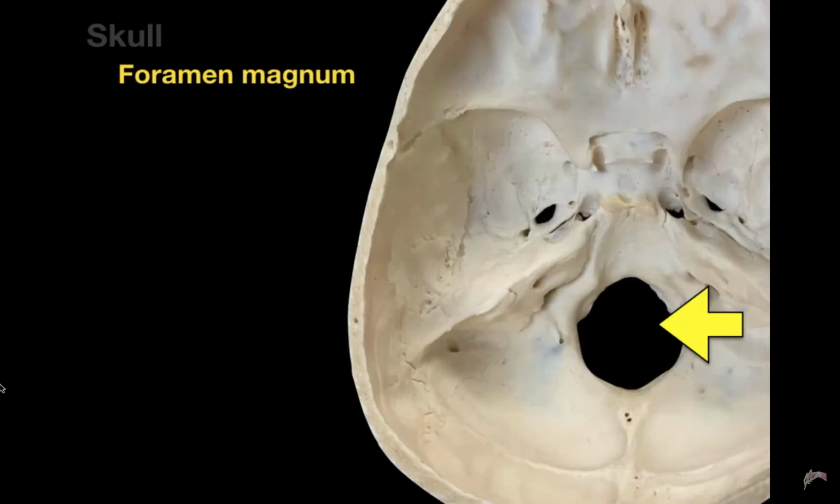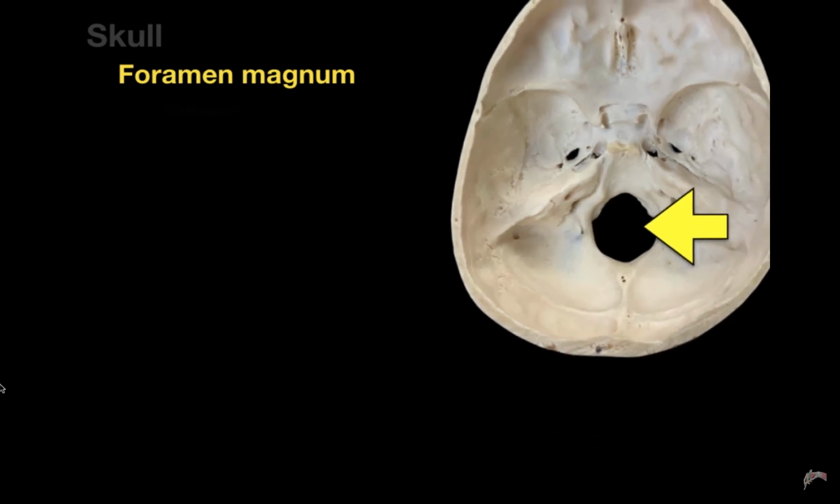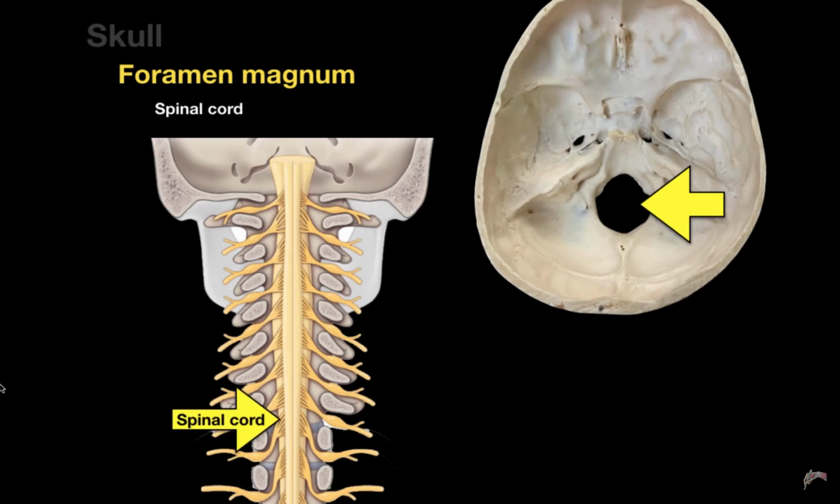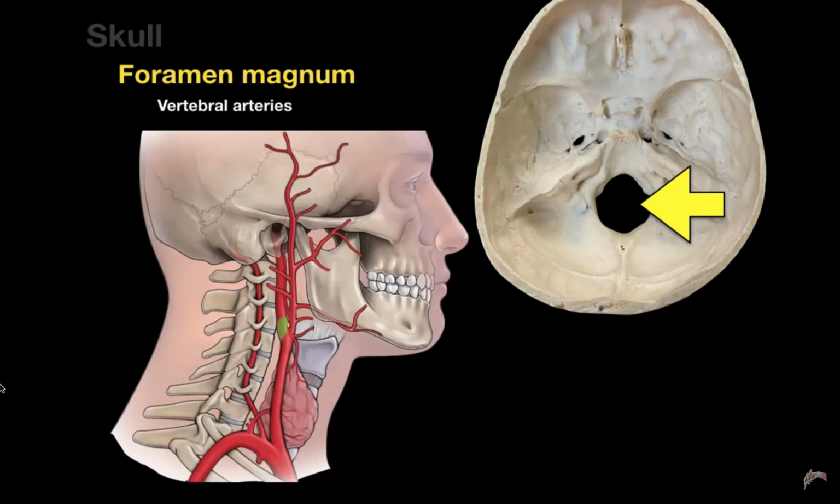In addition, we have the foramen magnum, and the word foramen is hole, and magnum means really great, large, big. It's the biggest foramen or hole of the skull, and the spinal cord goes through that. We see the spinal cord come up, and right there is that foramen magnum. It also traverses the vertebral arteries coming off their subclavian artery, going up through the transverse foramen of the cervical vertebrae, over C1, and ascends up through the foramen magnum.